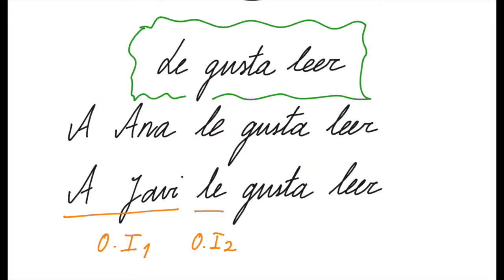And this is very interesting, because if I say le gusta leer, this means he likes to read or she likes to read. And if I want to specify, I need to write a Ana le gusta leer. I cannot write Ana gusta leer. I cannot write a Ana gusta leer. So I must always write this le. And if I want to specify that it's Javi, then I have to write a Javi le gusta leer. So it's a kind of a double indirect object because a Javi is indirect object and le is also indirect object. This is why I said that gustar is a very, very special verb.